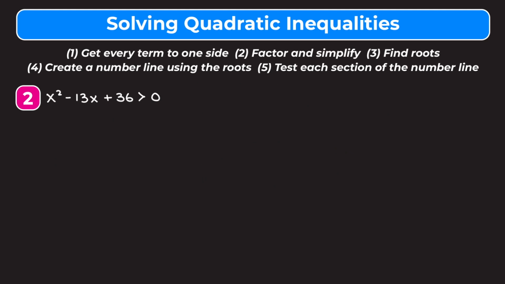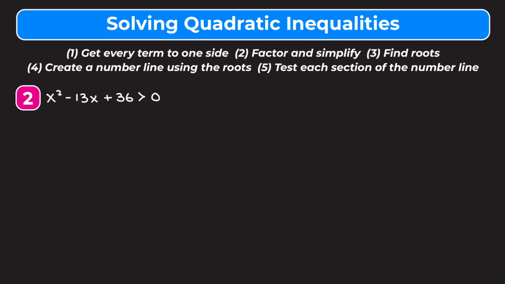So example 2 is x squared minus 13x plus 36 is greater than 0. And for this problem, we already have every term on one side, so we get to skip step 1. So we need to factor and simplify. We can't simplify anything, we're just going to go straight into factoring. So we need to factor x squared minus 13x plus 36.